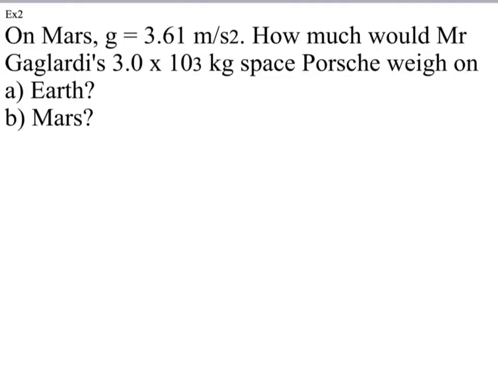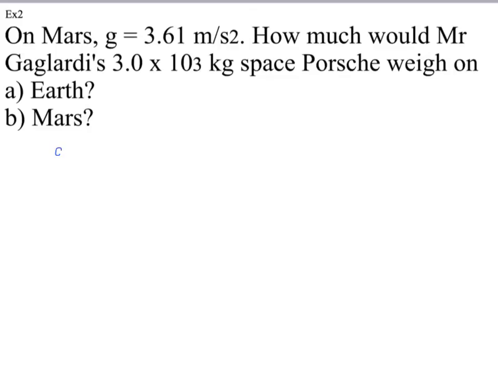Nice, we got one more example here. If we are on Mars, little g turns out to be 3.61 meters per second squared. How much would Mr. Gaglardi's 3.0 times 10 to the 3 kilogram space Porsche weigh on Earth or on Mars?